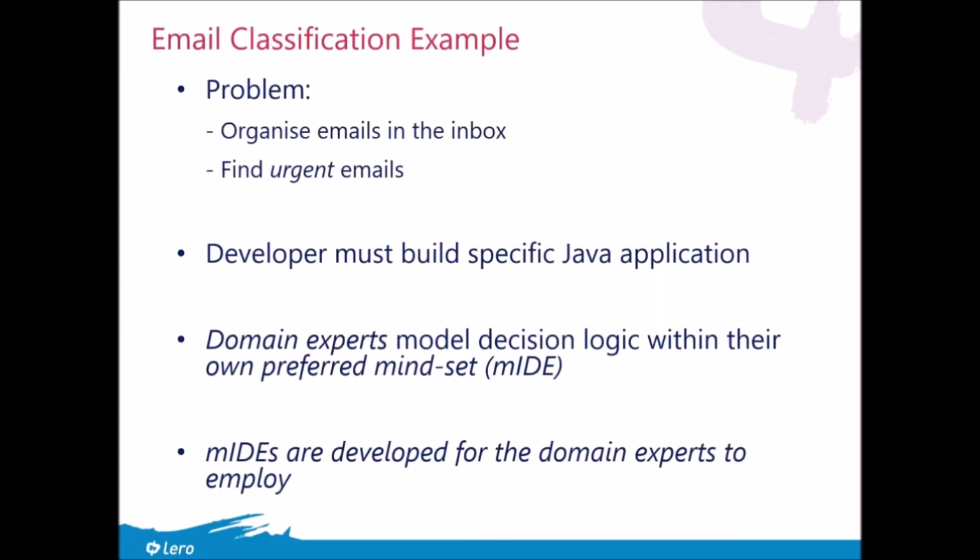We'll move again into our email classification example. So our problem is organize emails in the inbox to find urgent emails. Again, this is similar to the example we used in part 1 of our slides. So the developer must build the specific Java program. So we still need developers in this environment, but they focus purely on the Java application itself, while the domain specific users would model decision logic with their own preferred mindset or domain specific instances.